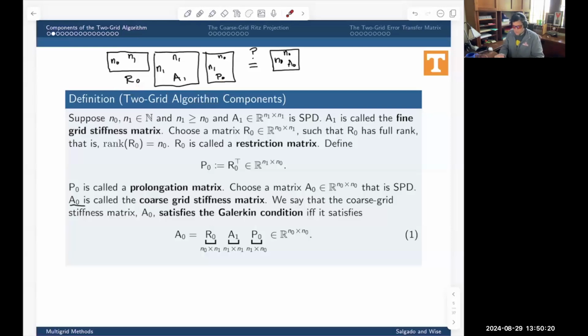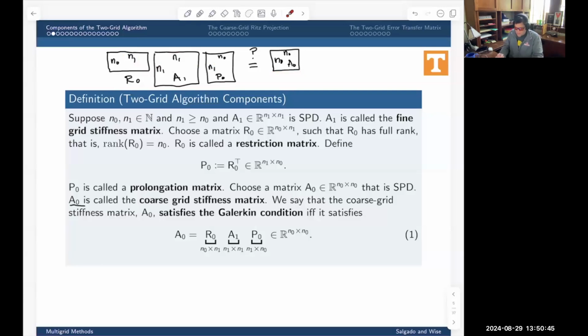Well, let's look at the multiplication. Am I allowed to multiply R times A times P? Answer, yes. They are compatible for multiplication because the number of columns here equals the number of rows here, and the number of columns here equals the number of rows here. And we can even figure out the size of this product. The size of this product is going to be N0 by N0.